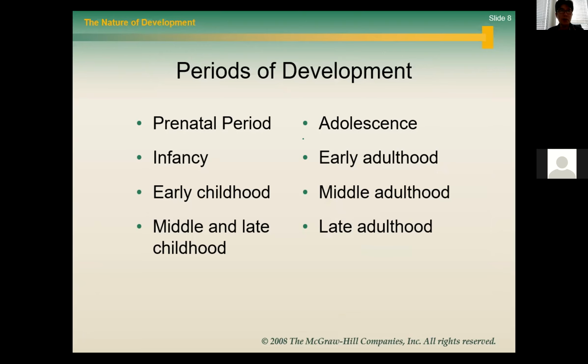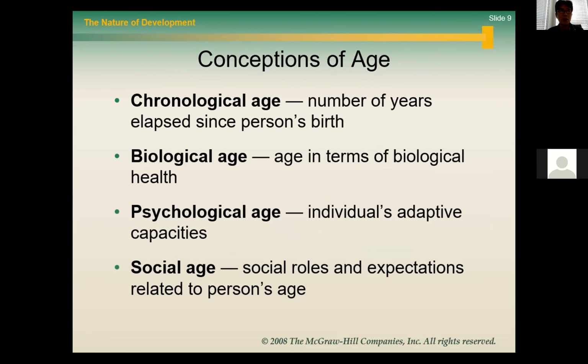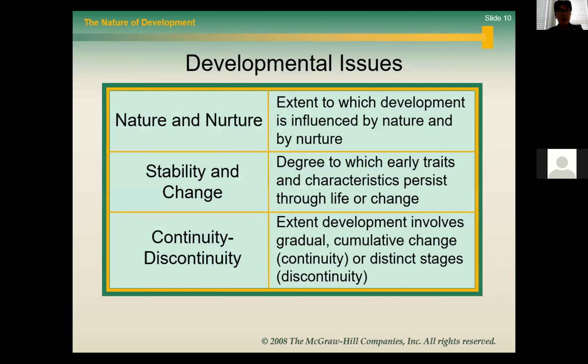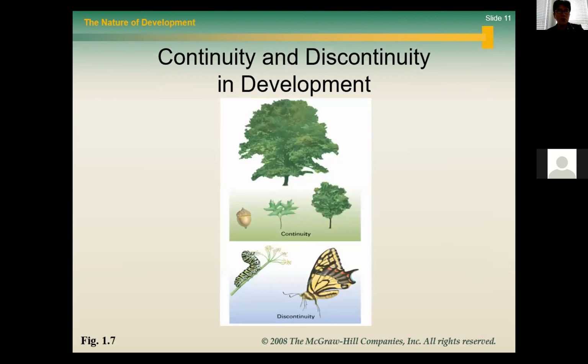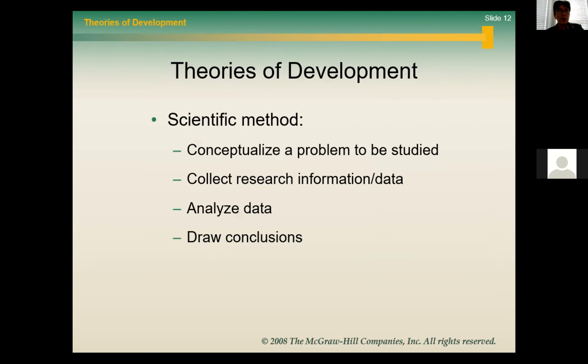And subcategories of periods of a lifespan. There are 4 types of age: chronological, biological, psychological, and social. There are 3 issues regarding lifespan development: the nature and nurture issue, the stability and change issue, and the continuity and discontinuity issue. The usual process for the scientific method is to conceptualize the problem first, collect data second, analyze data, and third draw the conclusion.